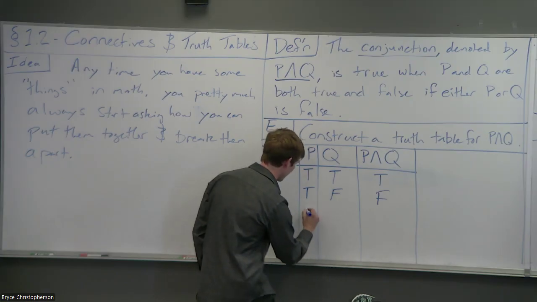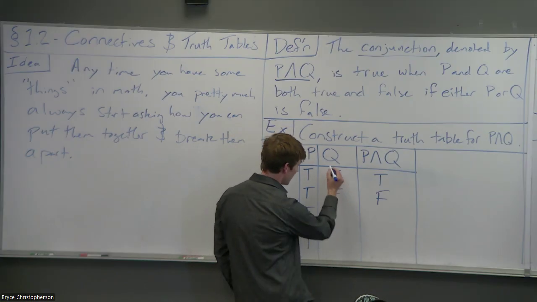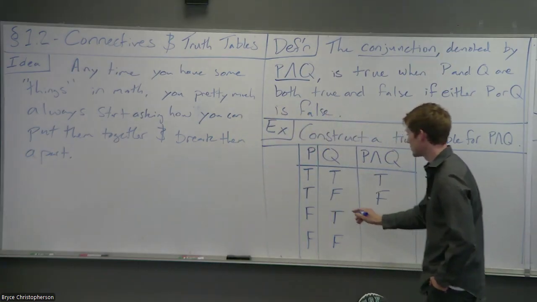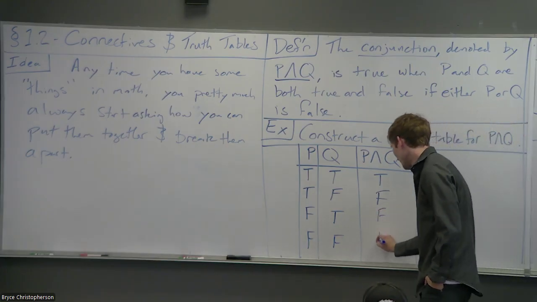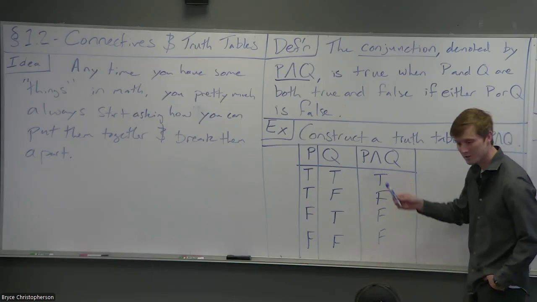This is pretty straightforward, right? So the rest of the combinations, P could also be false, in which case Q could still be true or false. And in either situation, you have at least one false. So the answer is false and false. Okay, so we made a truth table. It's not too bad. You can see how you could do this for progressively more complicated propositions you build out of simpler ones using something like a conjunction.